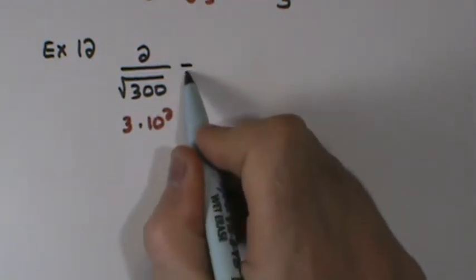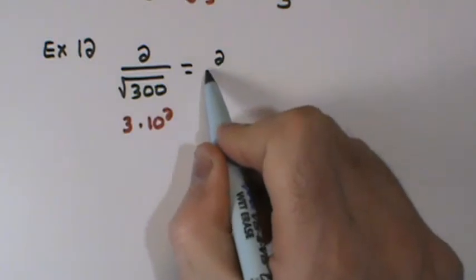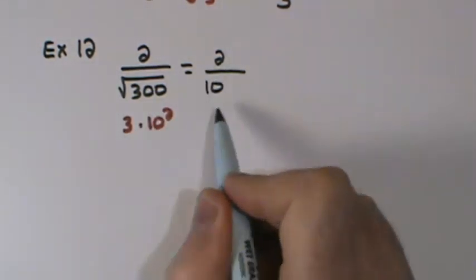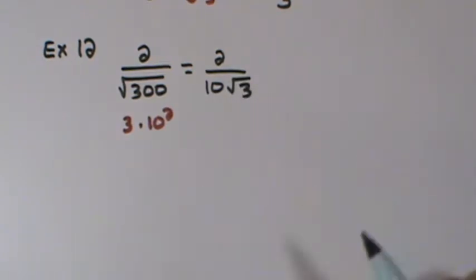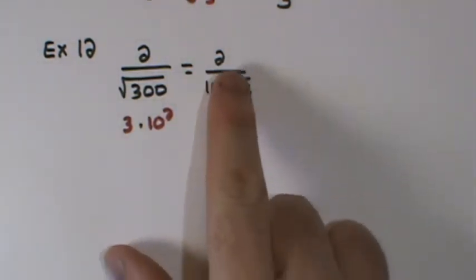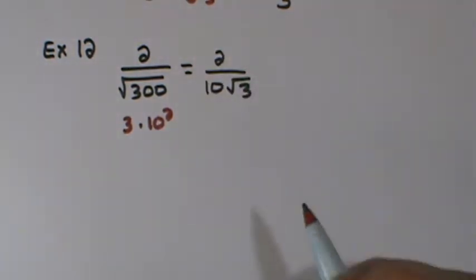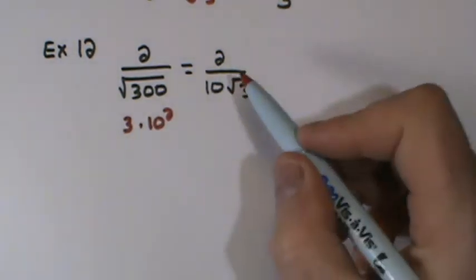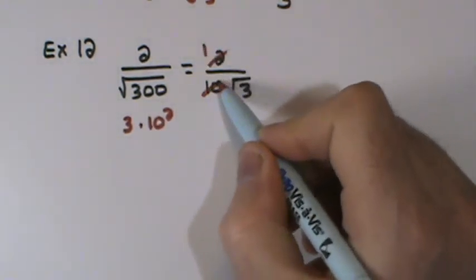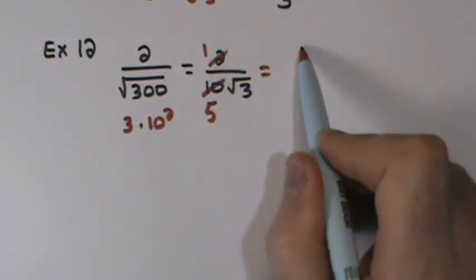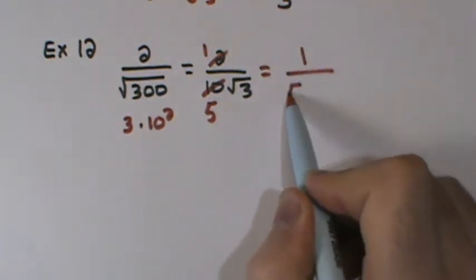And so I'm going to write this as 2 over, this 10 will come out from underneath the radical, and I leave that 3 under the radical. And so then I have this 2 over 10 rad 3. I'm looking at an opportunity where I can cancel here before I even begin the regular process. The 2 can become a 1, the 10 can become a 5. And so now I have a fraction that says 1 over 5 rad 3.